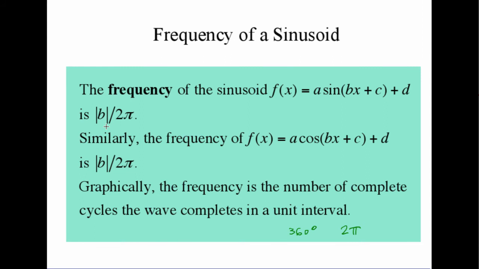And the way that we calculate it is this formula here, which is basically the reciprocal of the period formula. Instead of 2 pi over the absolute value of b, we have the absolute value of b over 2 pi. So those two are related to each other.